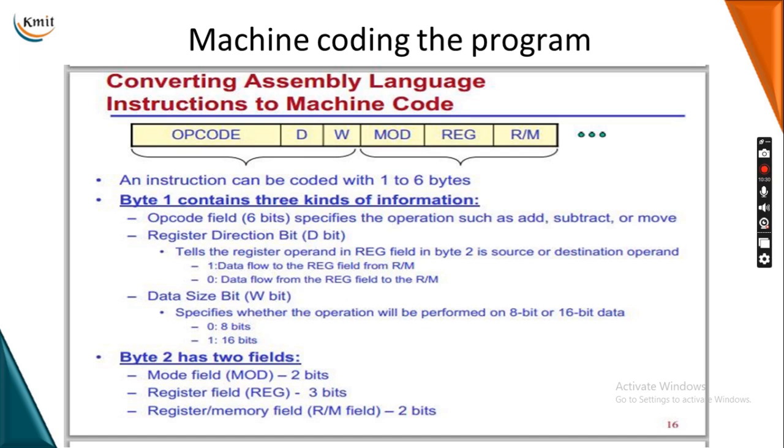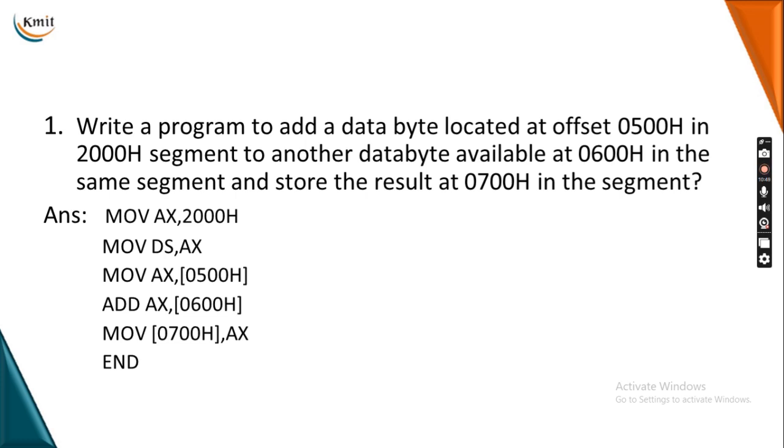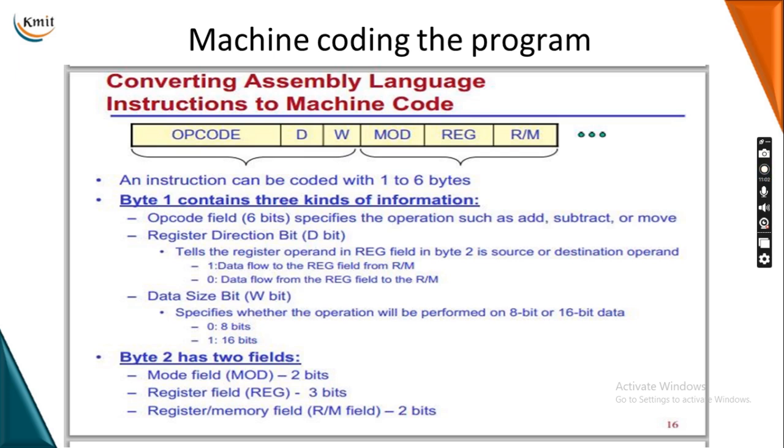See here, this is how you are converting assembly language instructions to machine code. So how will the machine code the assembly language program? As we have seen in the previous slide, we have some assembly language instructions: first instruction, second, third, fourth, fifth, and so on, depending upon the program. You need to code them one by one. So how to code? First, we need to know the instruction formats.